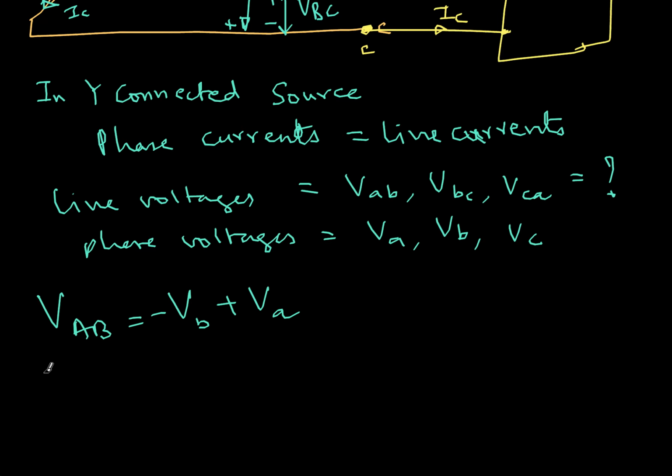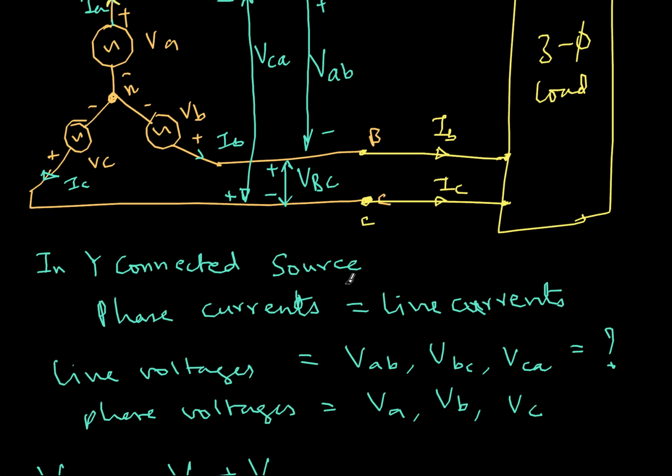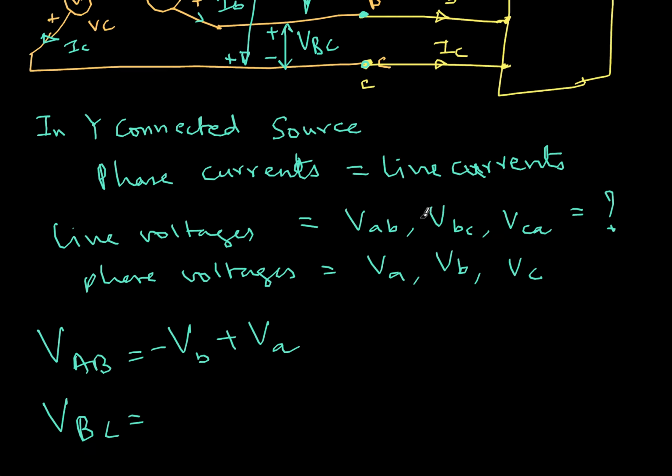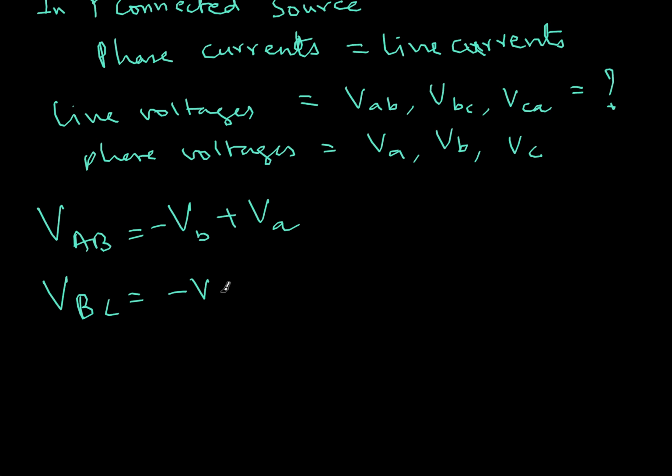Similarly, if I want to find VBC, the voltage of point B with reference to point C, from C I apply Kirchhoff's voltage law and go this route. From the positive side, I am jumping to the negative side, so my voltage will drop by VC. Then again my voltage will add by VB. So VBC is nothing but minus VC plus VB. You see the pattern there. So VCA is nothing but minus VA plus VC.